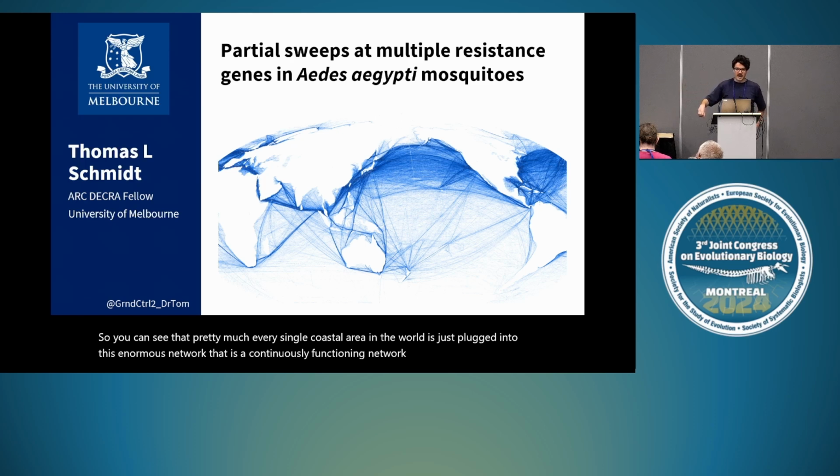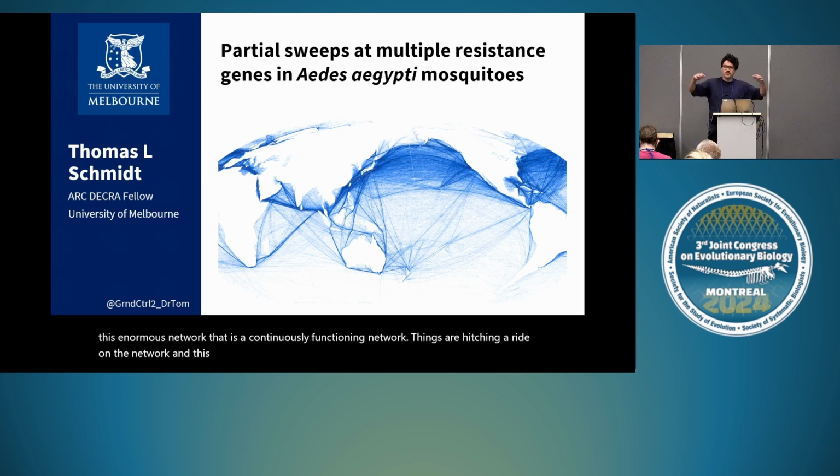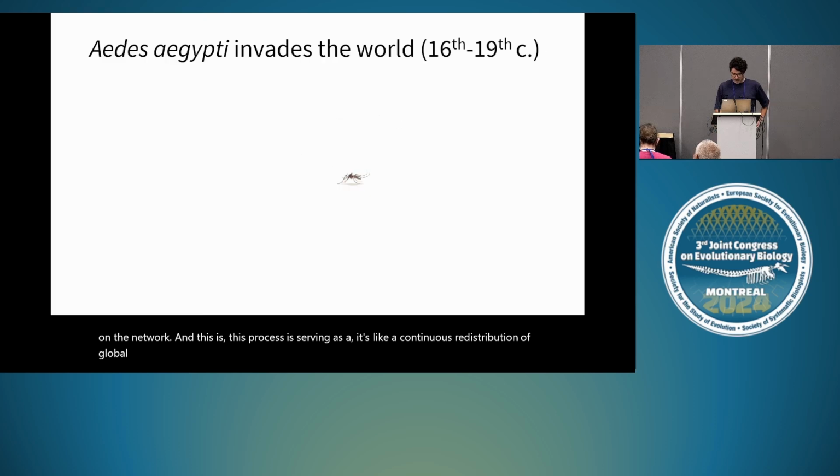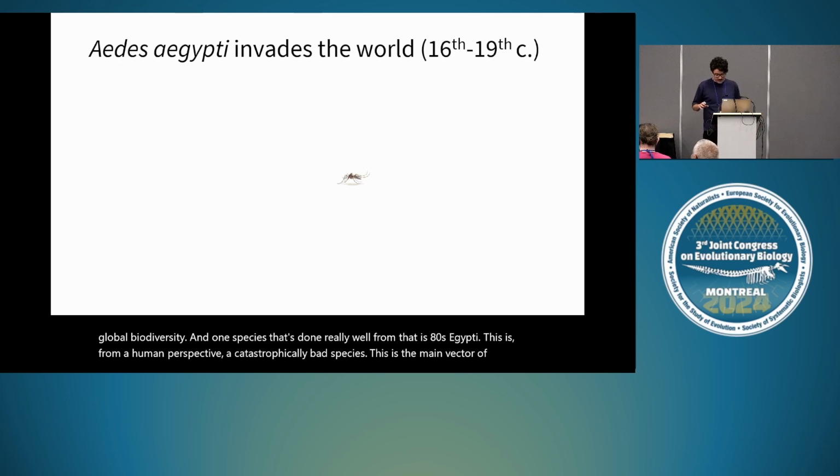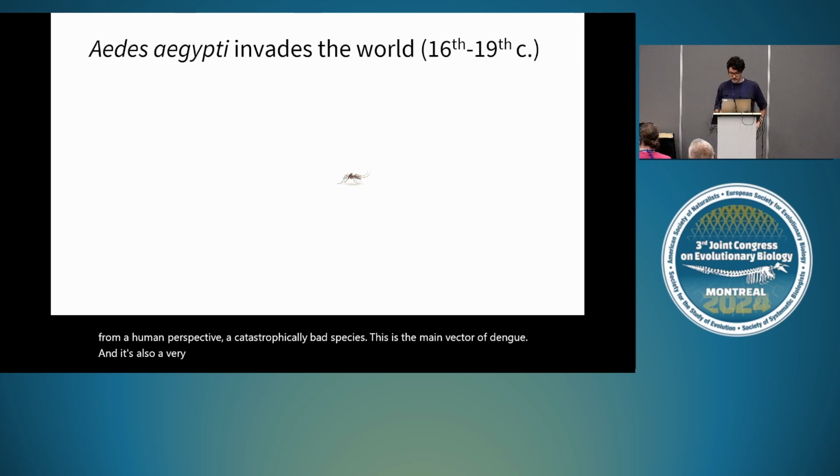Things are hitching a ride on the network, and this process is serving as a continuous redistribution of global biodiversity. One species that's done really well from that is Aedes aegypti. This is, from a human perspective, a catastrophically bad species. This is the main vector of dengue, and it's also a very successful invasive species.